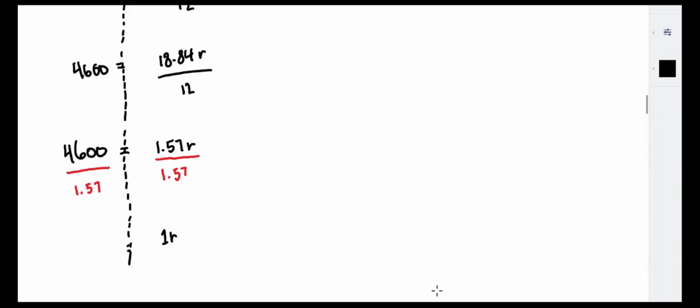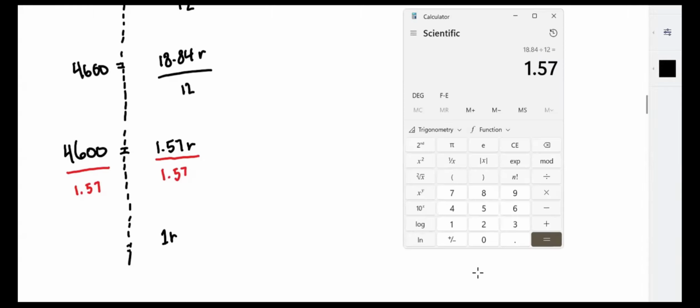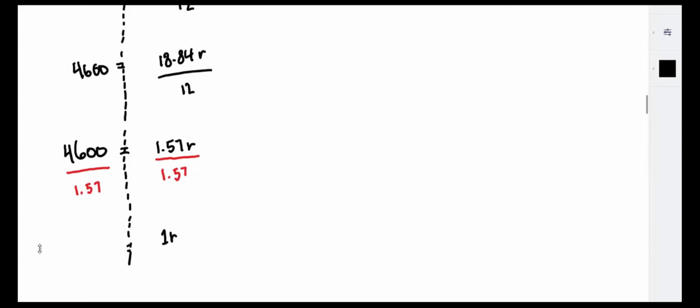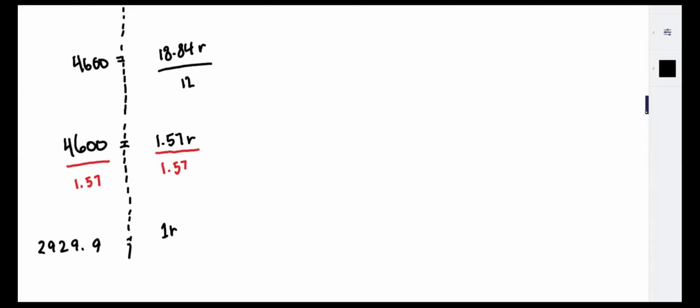Now let's see, what is 4600 divided by 1.57? I don't know. Let's find out. Okay, I'm going to just write down a few of those because I know that the question specifically told me to round a certain way. So looks like 2929.9. Okay. So I have 1r, which is exactly what I want.